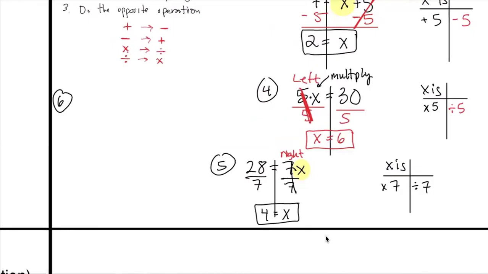Number 6. A little bit tricky one. X over 3 equals 8. Go ahead and write that down. X over 3 equals 8. Draw your line down your equal sign. So there's my line down the equal sign.